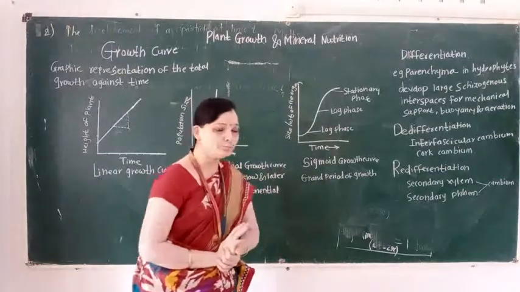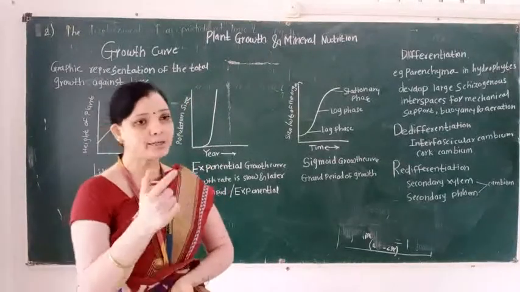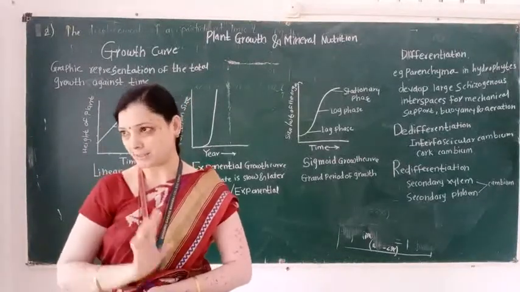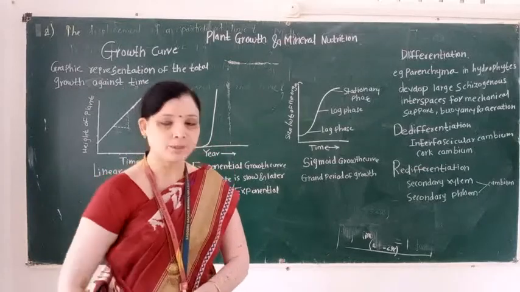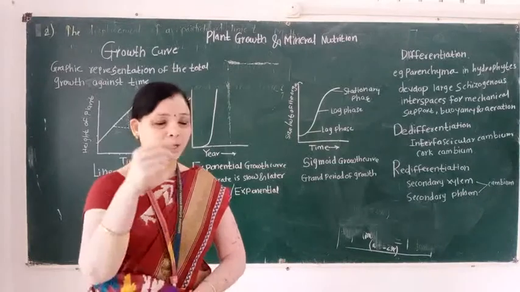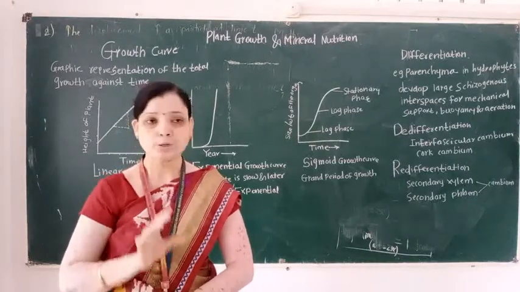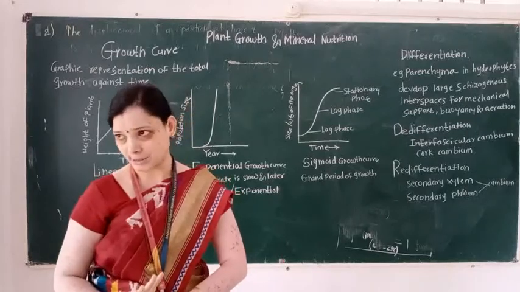We know the phases of growth. How many phases of growth? Three phases. First phase is the phase of cell division. Second phase is the phase of cell elongation, and third phase is known as the phase of maturation or differentiation.